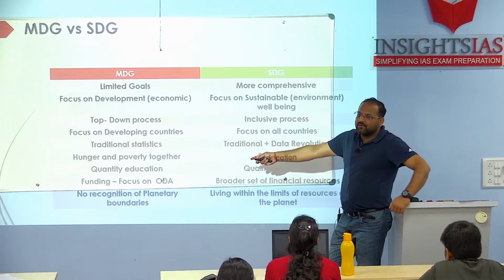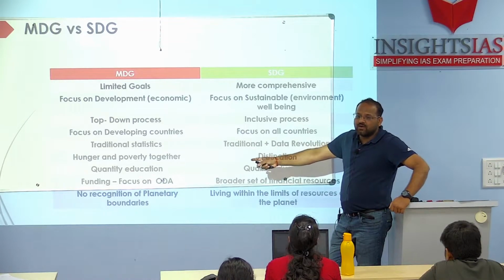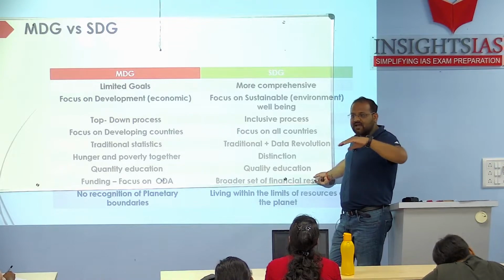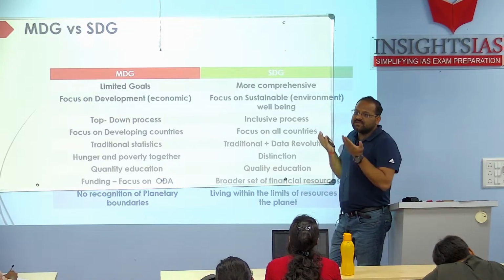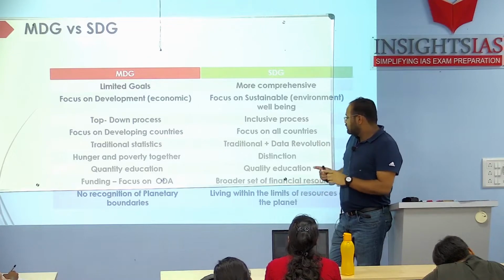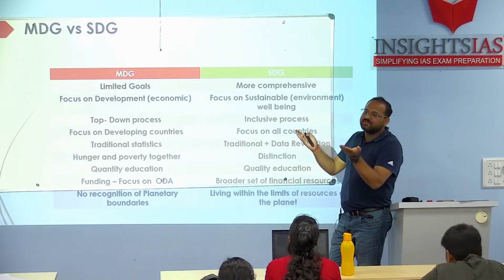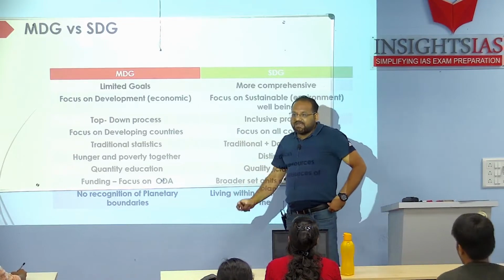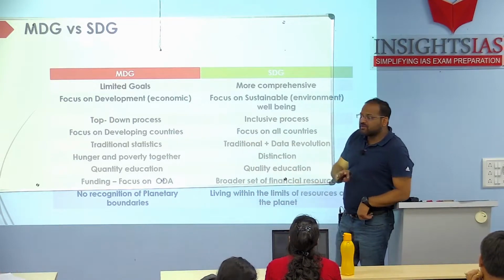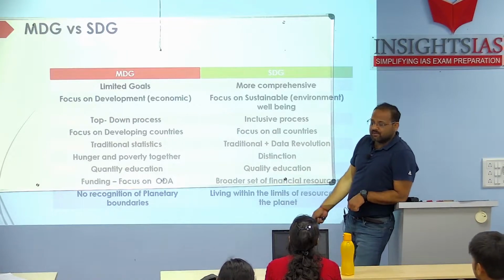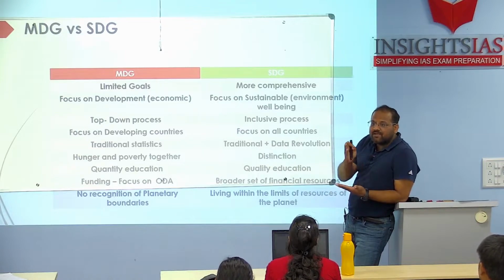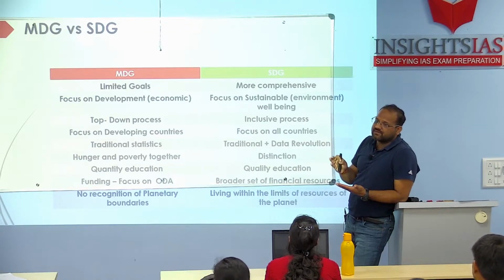With respect to funding, the focus was on ODA, meaning official development assistance, but here the focus is not only on developmental assistance; rather, the countries themselves have to generate financial resources. So a broader set of financial resources is being considered. With respect to planetary resources, in the MDGs there was no recognition of planetary boundaries, but here they started recognizing it and said that we have to live within the resources of the planet.